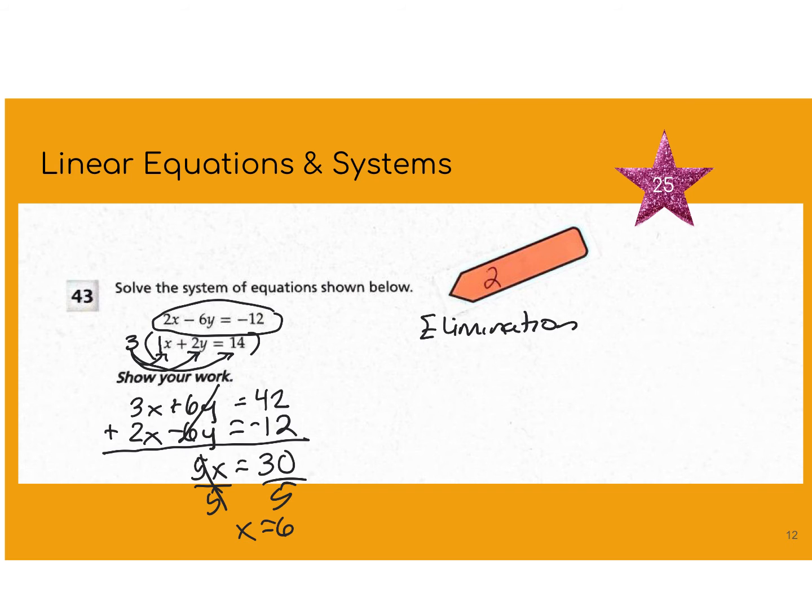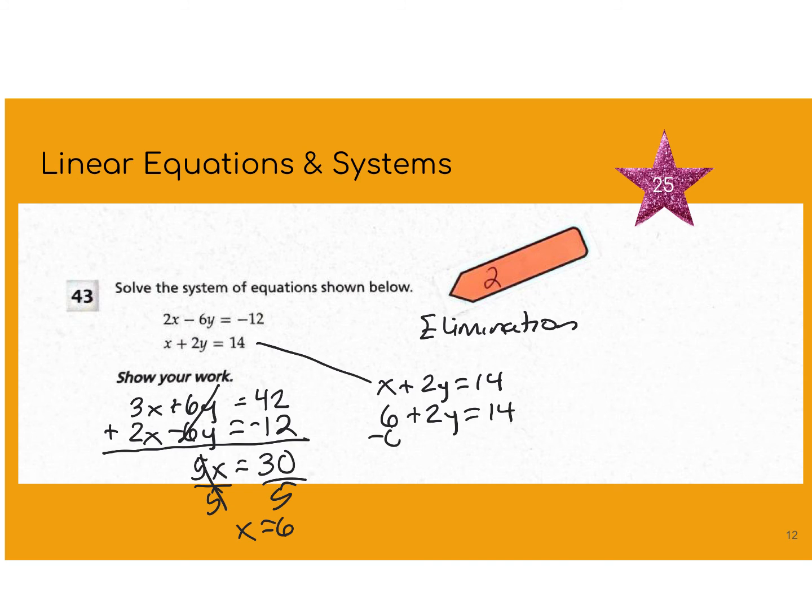The second part, to find y, you can plug back into either equation. So I'll just erase right now so you can see the original equations. And I would plug back in. I'm going to choose the second one because there's not a single negative there. So you have your x plus 2y equals 14. I'll replace my x with 6.